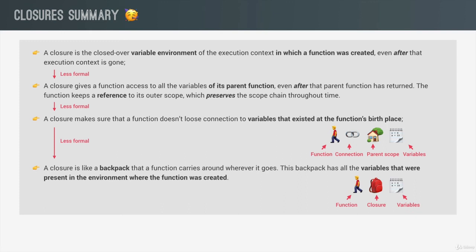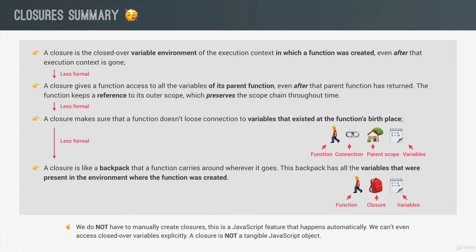Finally, we need to understand that we do not have to create closures manually. And this is also what I already touched on at the beginning of the lecture. Instead, this is something that JavaScript does completely automatically. We don't have to do anything. Also, there is no way for us to explicitly access closed over variables.